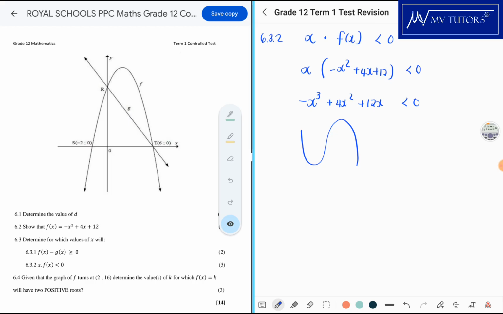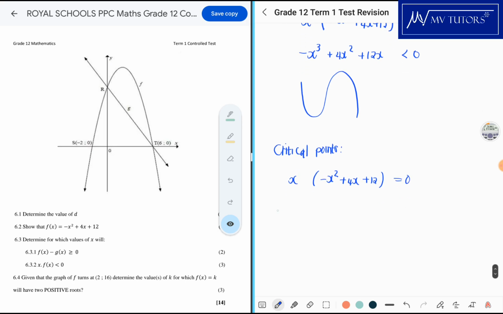Okay, firstly, I want us to get the critical points before we can determine where x times the function f of x is smaller than 0. So let's get the critical points. Alright, so we have x times negative x squared plus 4x plus 12, and we're making it equal to 0 because we're getting the critical points. So then we have x is equal to 0, or negative x squared plus 4x plus 12 is equal to 0.